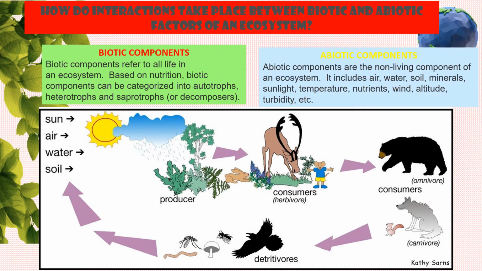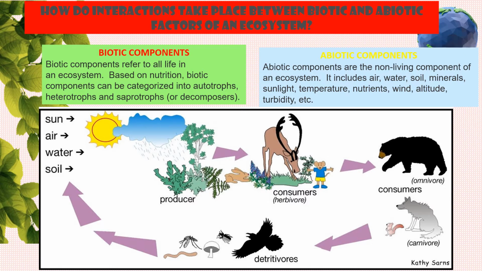Whereas the living things that you can see, like the plants, rabbit, antelope, a mouse, birds, and animals like bear, wolf, squirrel, these are all living organisms. Even the mushroom, insects, and worms are living components, and that is why they are called biotic components. So the biotic components refer to all life in an ecosystem. Ecosystem में जितनी भी living organisms हैं, that comes under biotic components.